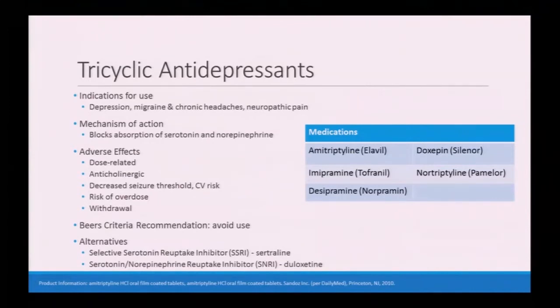They have a very high risk of overdose and a very high risk of withdrawal at a very low threshold, so it's very important to consider that. Beers criteria recommends avoiding them. However, some alternatives for long-term use are selective serotonin reuptake inhibitors or serotonin norepinephrine reuptake inhibitors, or SNRIs. Drug of choice typically in this population for SSRIs would be sertraline.